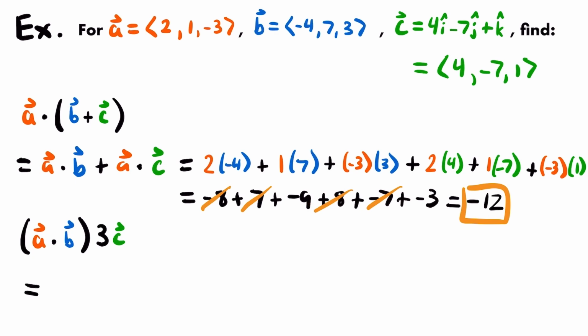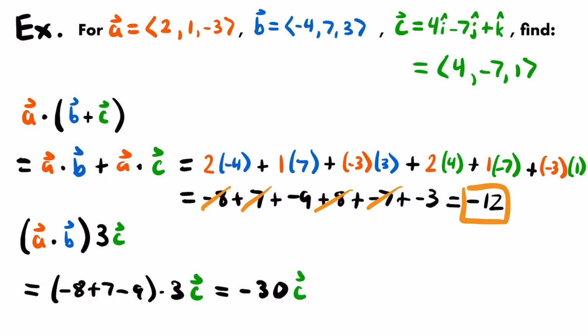So this will be equal to negative 8 plus 7 minus 9 times 3 times vector C. All right, now negative 8 plus 7 is negative 1, and negative 1 minus 9 is negative 10. And so we have negative 10 times 3 times C. Negative 10 times 3 is negative 30, so this will be equal to negative 30 times vector C. And so now, to get our final answer, we just have to perform this scalar multiplication. We just need to multiply negative 30 by each of the components of vector C.